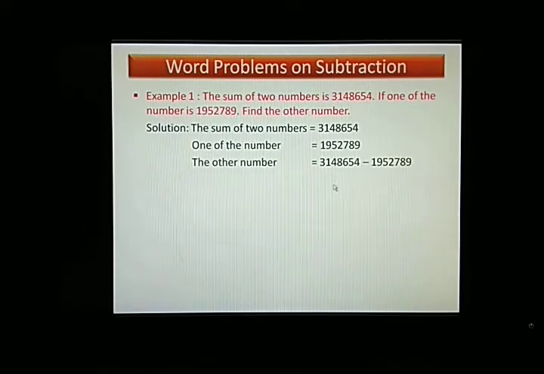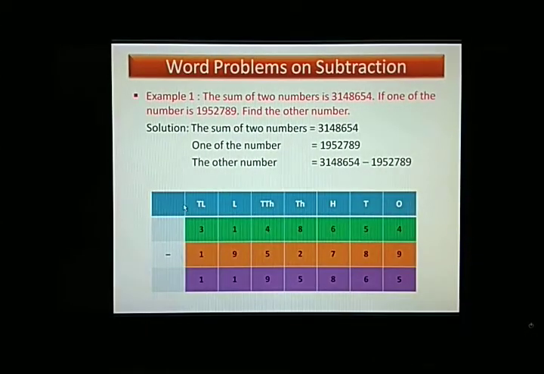Then, for our own convenience, we can draw a table like this. Although I have written here 10 lakh, 10,000, 100, tens, ones, it is not mandatory that you always have to write this. I have written this just for your convenience to understand the problem. Clear? You can write it or you may not write it. So we'll place the numbers.